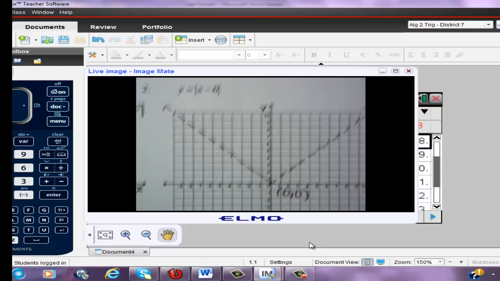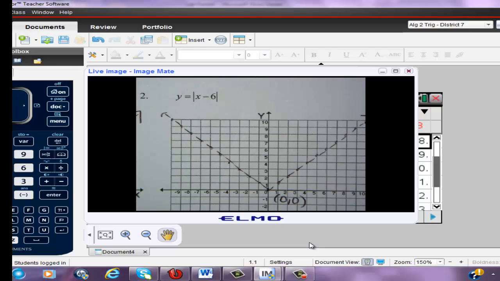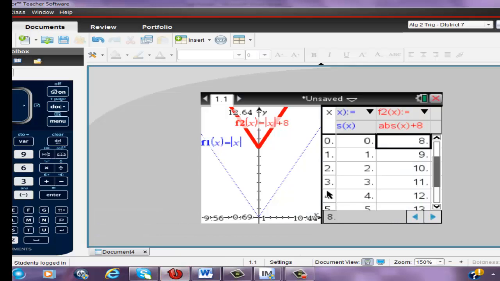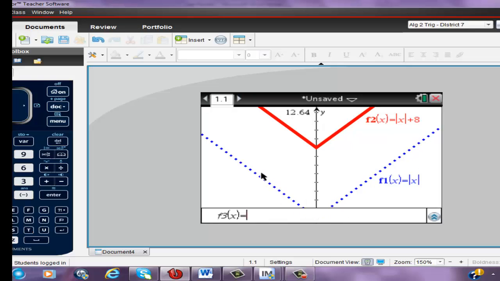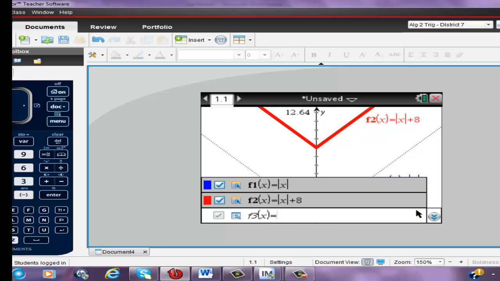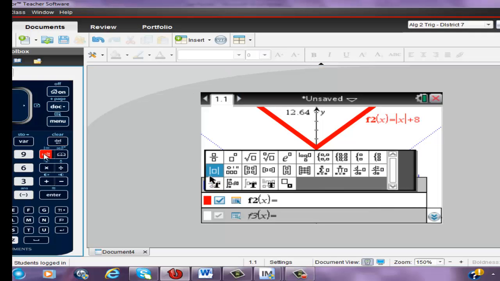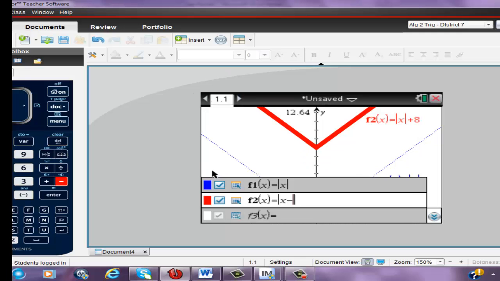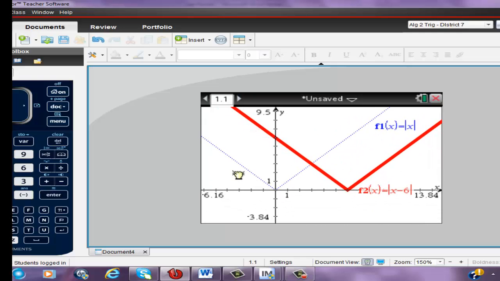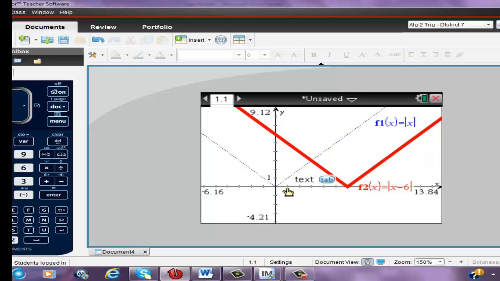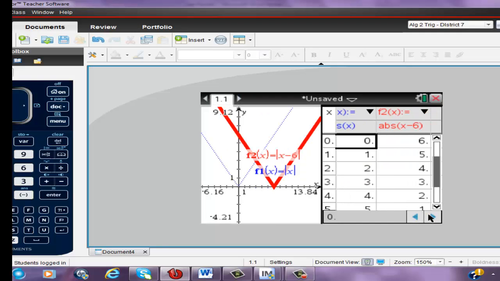Number 2, I want to take the absolute value of x minus 6. Back to our Inspire. Control T to make the table go away. Control G to get your entry line back. And we want to change that x plus 8 to absolute value of x minus 6, all inside the absolute value bars. And there's that child graph. And it's been translated 1, 2, 3, 4, 5, 6 units to the right. Again, if you're not sure, Control T to look at a nice table of values, and there they are.